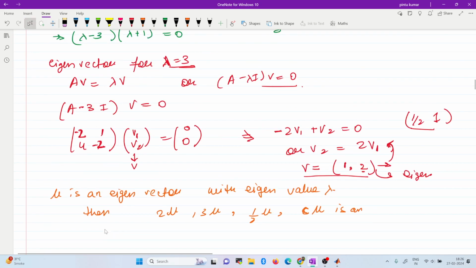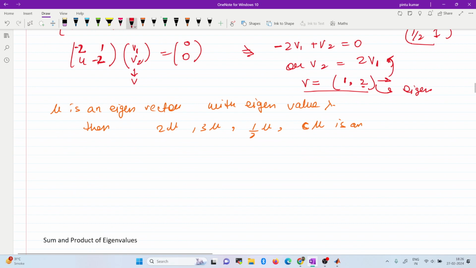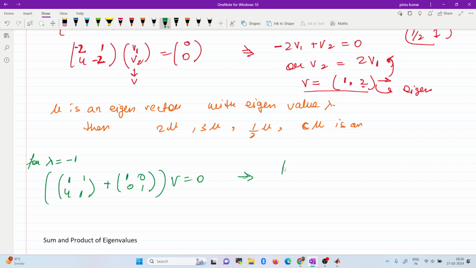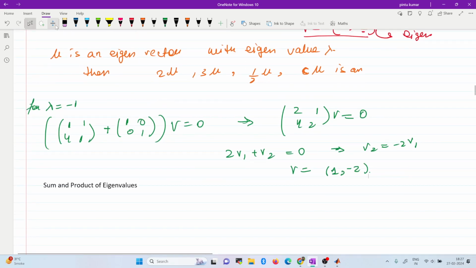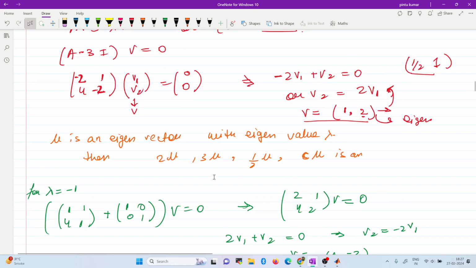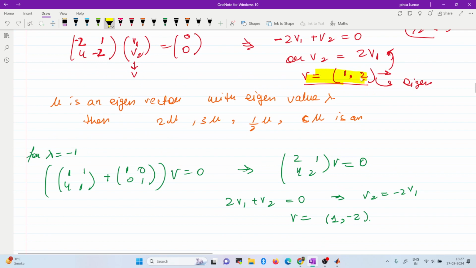Now let's try to find the eigenvector for lambda is equal to -1. So this would give 1 1, this was 4 1, and this minus minus would become plus, and this would give 1 0 0 1. This time v is equal to 0. This implies nothing but 2 1 4 2 times v is equal to 0. If you do a similar thing, you will obtain 2v1 plus v2 is equal to 0, which is similar to saying v2 is minus 2 times v1. So you can choose your v here to be 1 comma minus 2. So in this example, you had two eigenvalues, 3 and -1, with corresponding eigenvectors 1 comma 2 and 1 comma minus 2.